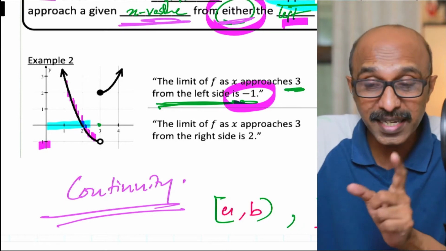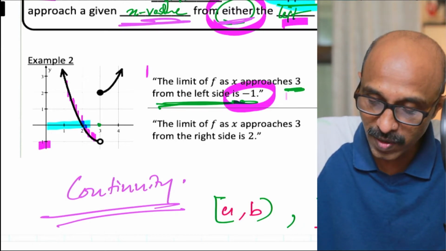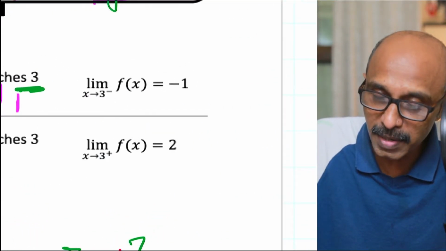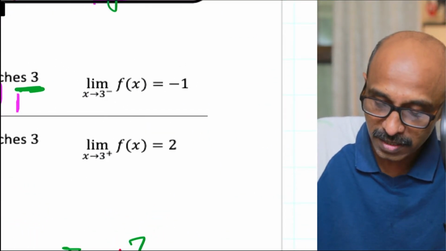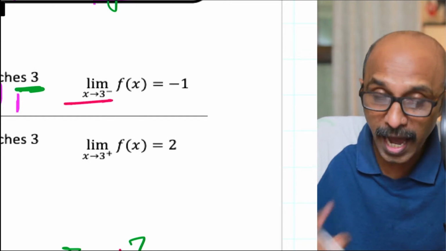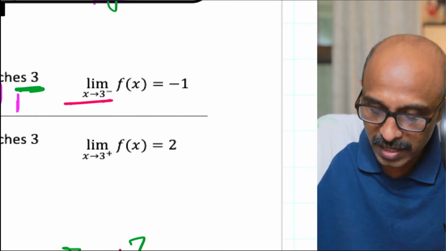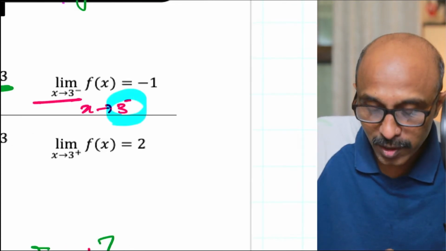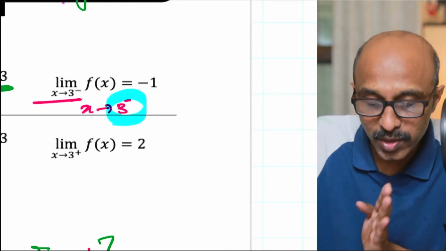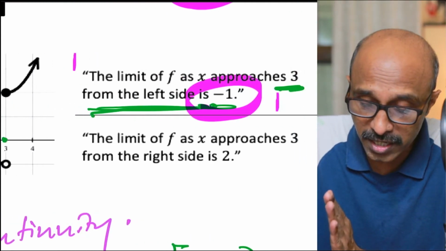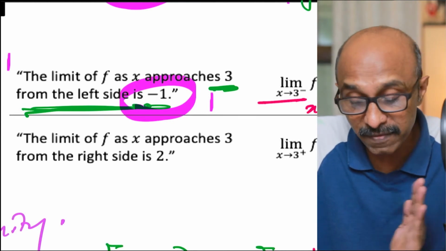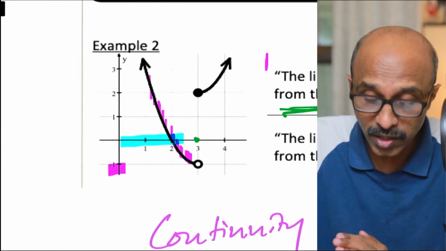And the way we write this is with this notation. Look at this: limit of f of x as x approaches, that arrow means approaches, but can you see the 3 with the negative sign? x approaches 3, with the negative sign at the top. That means from the left-hand side of 3. So the negative on the top of 3 refers to the left-hand side of 3. So the sentence is: the limit of f as x approaches 3 from the left-hand side is -1, as we saw on the graph.